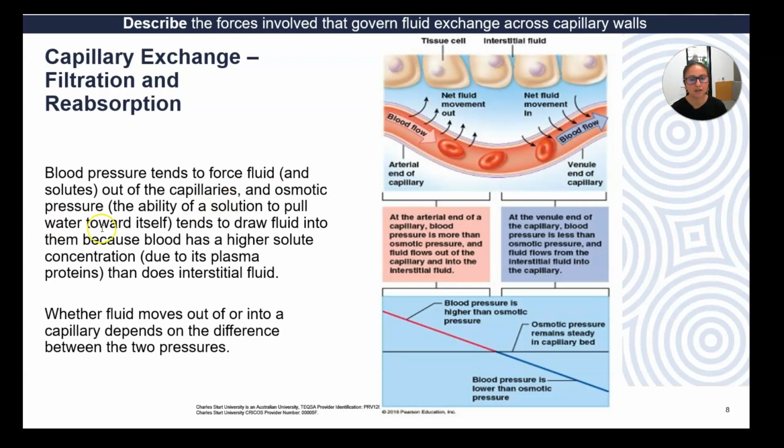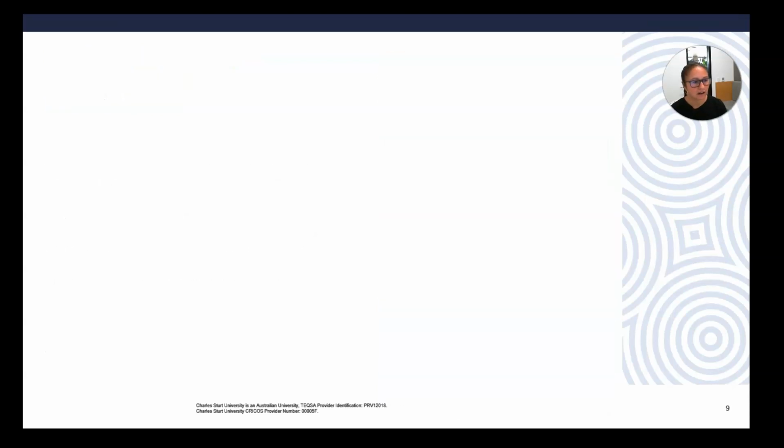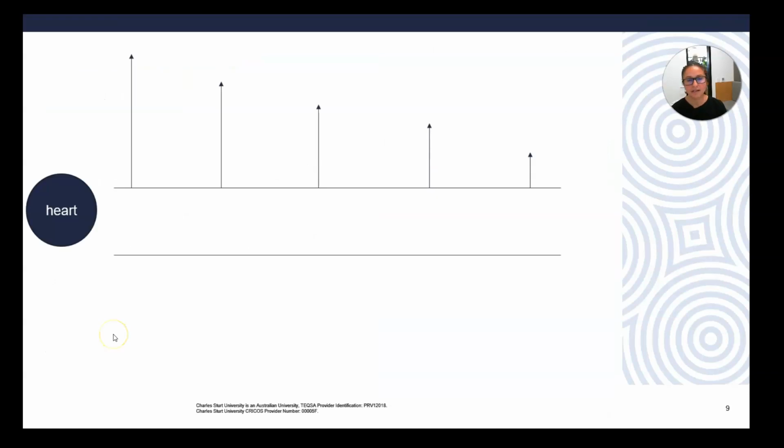So that's what we're looking at. What we need to think about is what happens at the arterial end versus the venous end. Now I'm just going to draw this out. This is a pretty good image that summarizes capillary exchange. So we're going to have a look and see what drives filtration and what drives reabsorption. I've just drawn this little picture here, just to illustrate what I mean, okay?